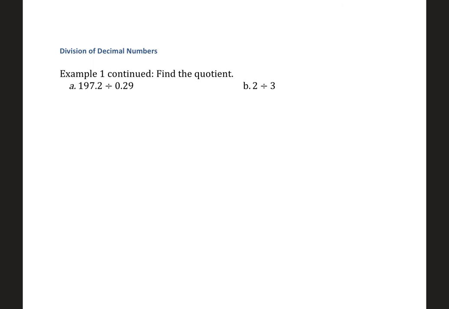We have a few more examples. So this one, I'm going to move the decimal point 2 times again, 2 times for that one, and then 2 times for this one. Notice that I'm going to have to put an extra 0 in 197.2 because I don't have a 0 there, but I need to move it 2 times. 19720 divided by 29.